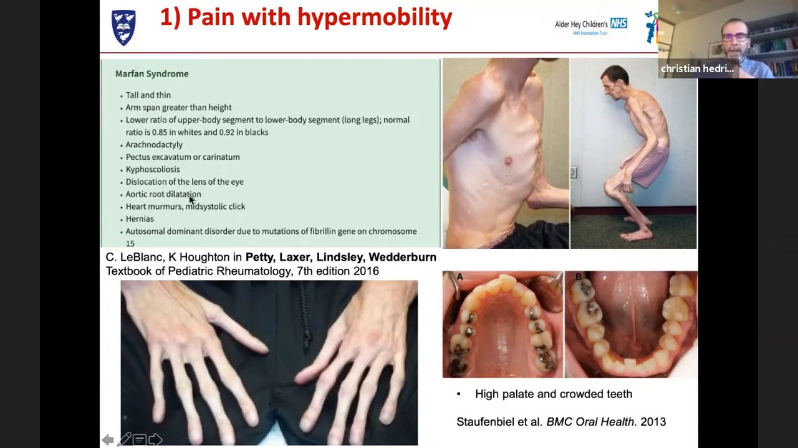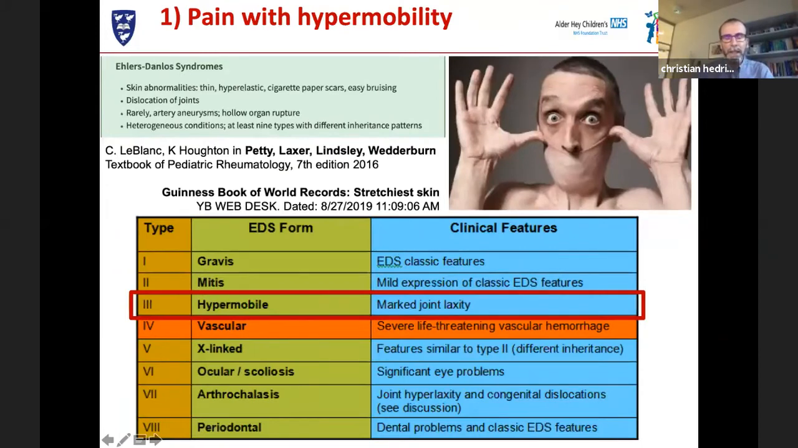Aortic root dilatation is a common issue, which is why those patients need to be followed by cardiology quite closely. And the lens of the eye can dislocate, which is why ophthalmologists need to be involved. There are some tooth anomalies and high palate that can relatively early on also hint into the right direction. And to, in the end, make a safe diagnosis, we find mutations in the fibrillin gene on chromosome 15.